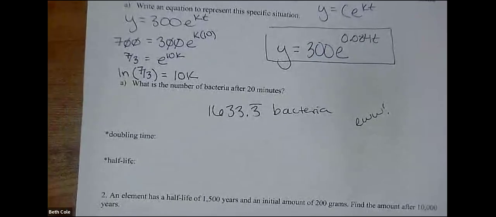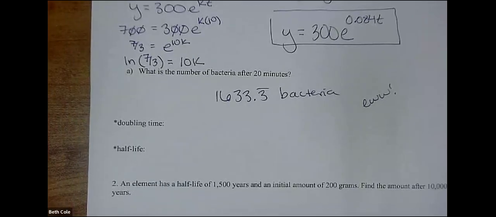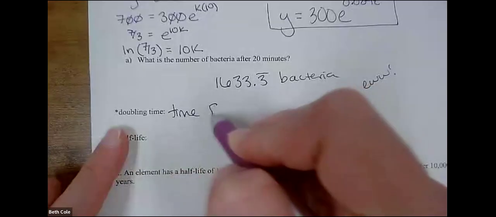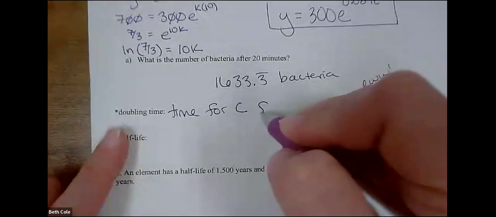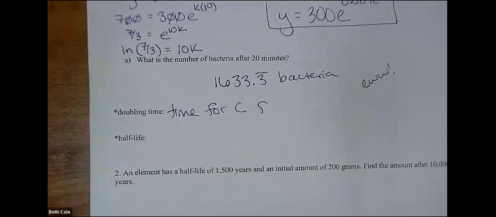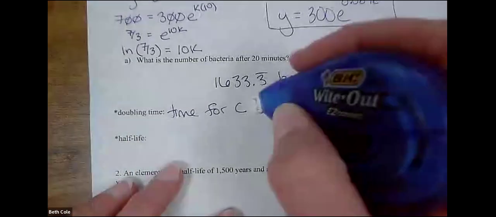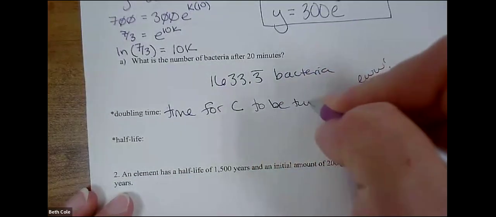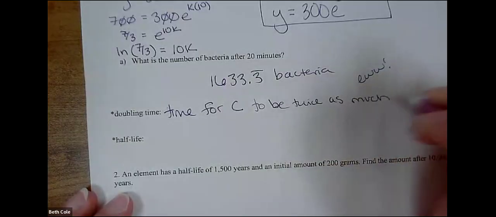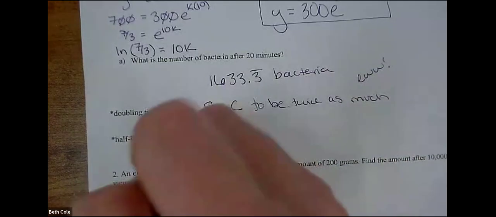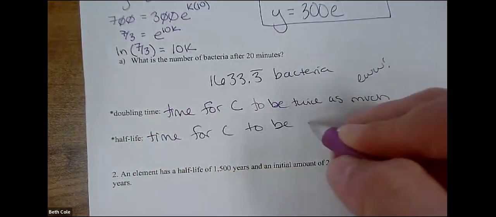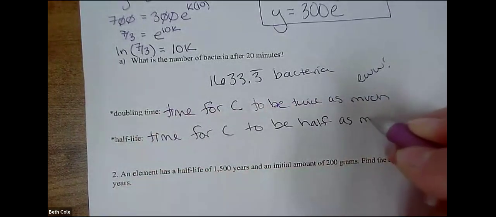Have you heard of doubling time and half-life? Is that something we've heard of? Usually in chemistry is where you see a half-life, like how long it takes an element to break down. Doubling time is the time for C, your initial amount, to be twice as much, or to double. And a half-life is the time for C to what? Yeah, to be half as much.